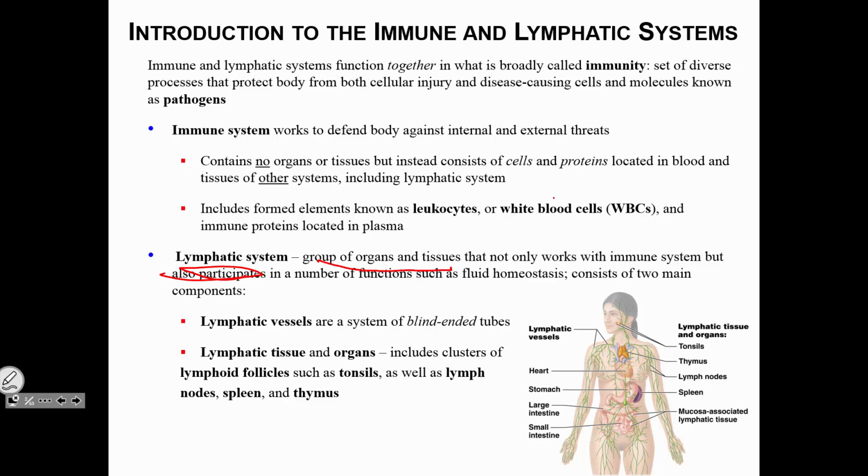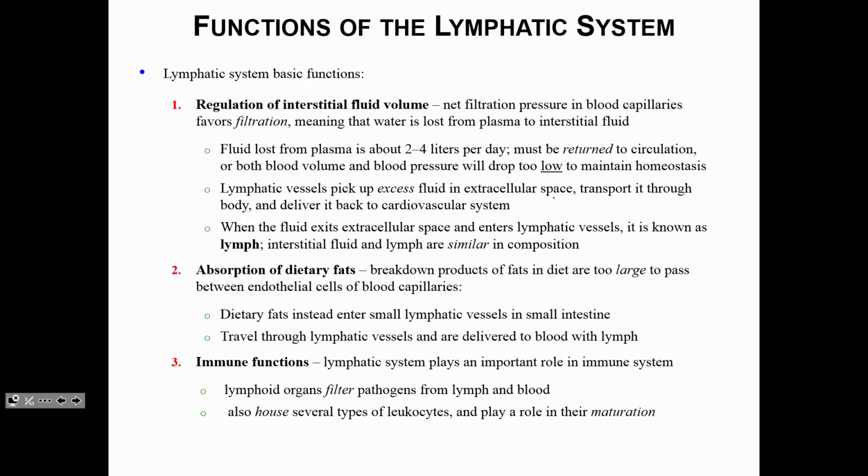So there's more to it than just immune as far as the lymphatic system goes. Now, the lymphatic system has two main components: the vessels, which are blind-ended tubes, and the tissues and organs of this lymphatic system. That includes clusters of lymphoid follicles, like your tonsils. I'm sure everybody's heard of tonsils. Your lymph nodes, spleen, and thymus. So those are the big lymphatic tissues or organs, like the spleen and thymus. Now, here are some of the basic functions for the lymphatic system. Regulation of the interstitial fluid volume.